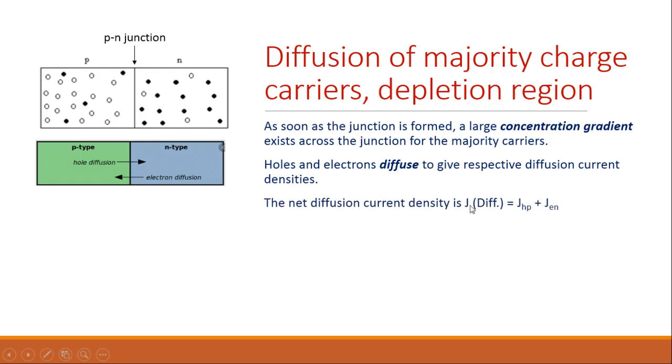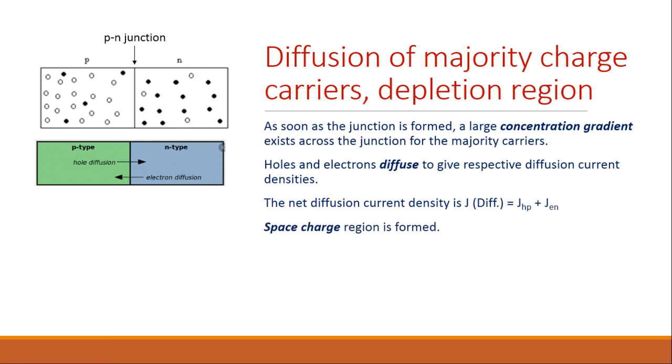The net diffusion current density is given by J diffusion is equal to JHP plus JEN. JHP denotes the diffusion current density due to holes from their region of origin, P, whereas JEN denotes the diffusion current density due to electrons from their region of origin, that is N. So, JHP is the diffusion current density due to the flow of holes from P to N, whereas JEN is the diffusion current density due to the flow of electrons from N to P.